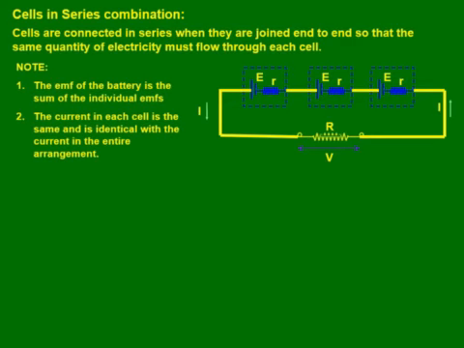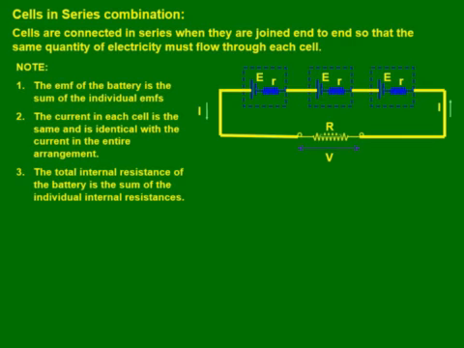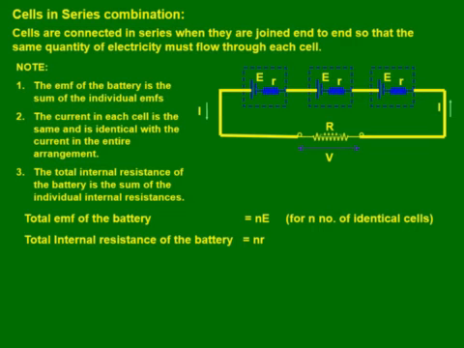The current in each cell is the same and is identical with the current in the entire arrangement. The total internal resistance of the battery is the sum of the individual internal resistances. Here it is a supposition, it is not always true. And total EMF of the battery will be N into E. E is the EMF of each cell, N is the number of identical cells. The total internal resistance is N into r.